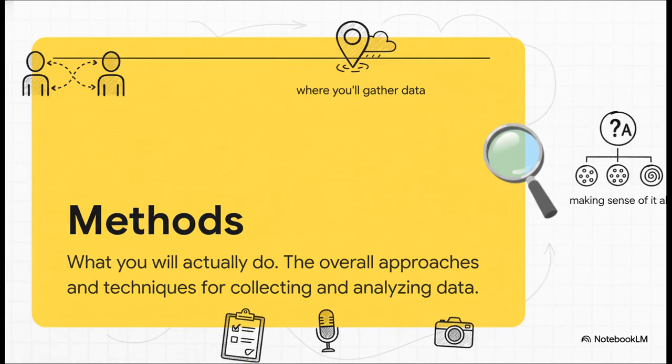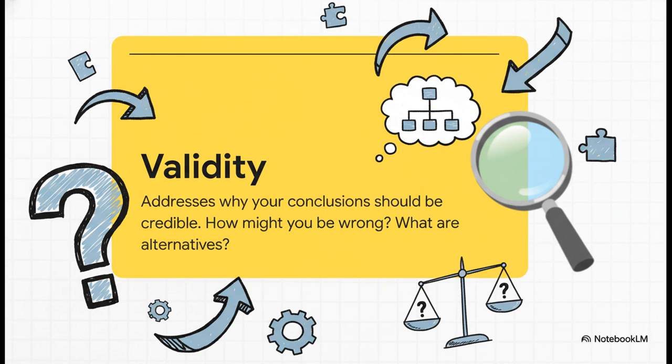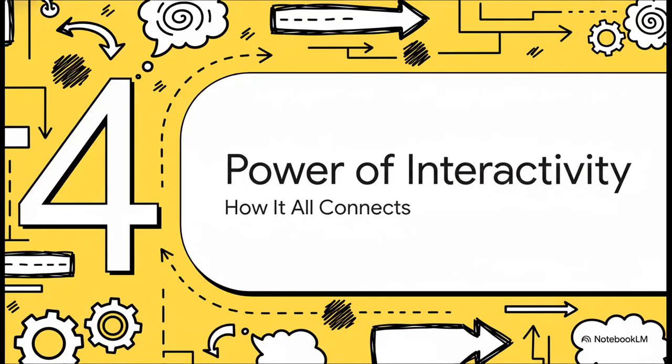Then we get to number 4, the methods. This is the practical, boots-on-the-ground part. This is what you're actually going to do. It covers everything: how you're going to collect your data, who you'll talk to, what specific techniques you'll use to actually make sense of it all. The real nitty-gritty. And finally, number 5 is validity. You know, this is really all about intellectual honesty. It's the part that forces you to step back and ask, okay, how could I be wrong here? It's about actively looking for those other explanations and potential weaknesses to make sure your final conclusions are as solid and credible as possible.